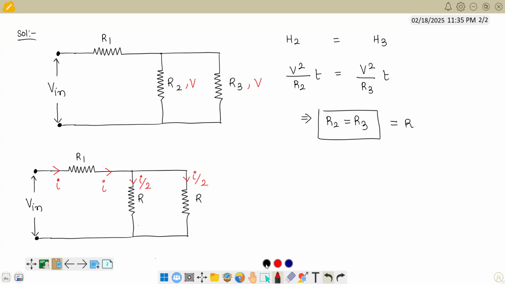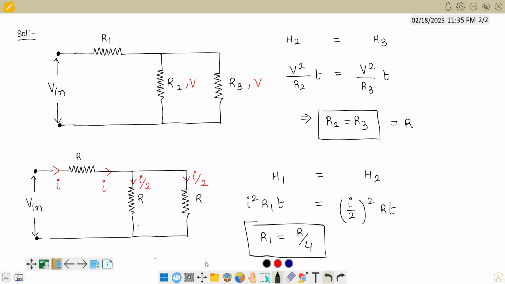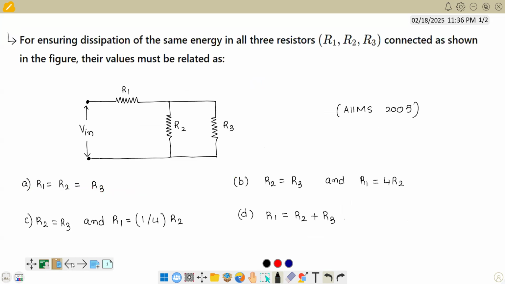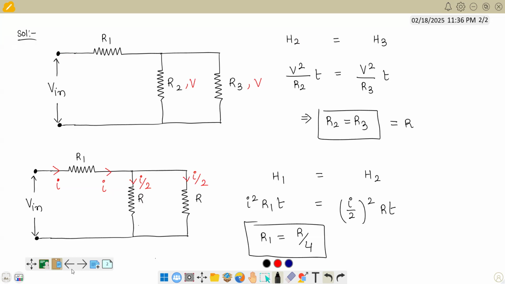So the heat dissipated across 1 is also equal to the heat dissipated across 2. From this I can write I square R1 into T is equal to I by 2 whole square into R2 into T. So from this we will get R1 is equal to R by 4. So R2 must be equal to R3 and R1 must be equal to R by 4. So R2 must be equal to R3 and R1 equals R2 by 4 or R3 by 4. Anything is fine. So the correct answer for this would be option C.